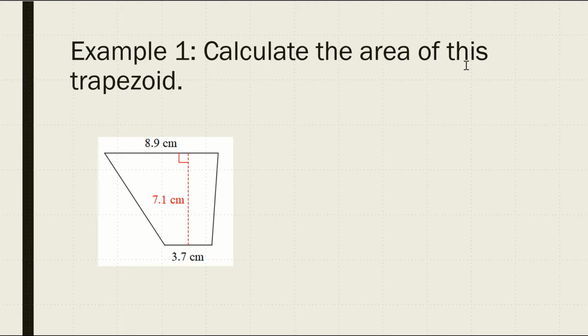Here you're asked to calculate the area of this trapezoid. So you're given all the information, so all you need to do is plug it in and figure out the area. So to find the area, we're going to use our formula. So base 1, which is 8.9, plus base 2, 3.7, divided by 2, multiplied by the height, which is 7.1.